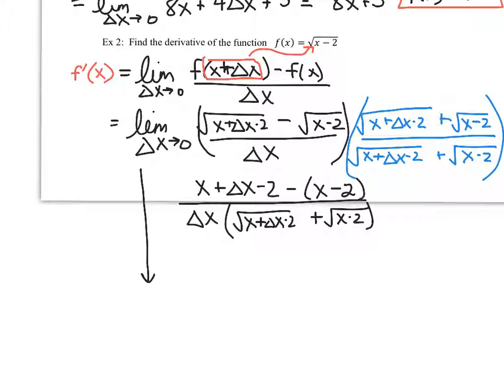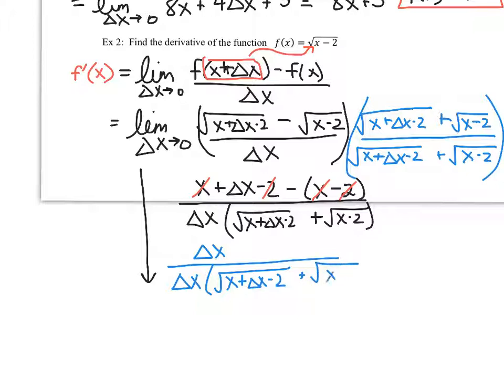You'll notice that when I put together my like terms, this x and this minus x cancel. Negative 2 minus a negative 2 cancel. So that tells me that in my numerator I have just a delta x. In the denominator I have again the product delta x times the square root of x plus delta x minus 2 plus the square root of x minus 2. The delta x's cancel in the numerator and denominator and leave me with a 1. So now I'm ready to take the limit as delta x approaches 0.